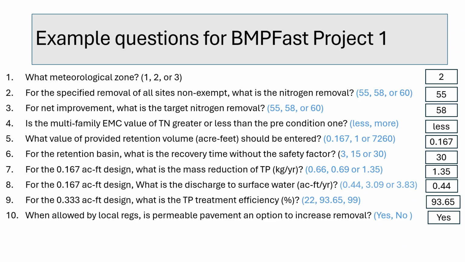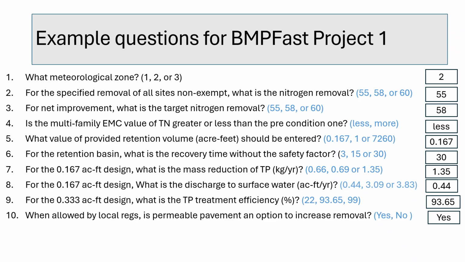For the retention basin, the recovery time without the safety factor is either 3, 15, or 30 hours. The correct answer is 30. For the 0.167 acre-foot design, the mass reduction of total phosphorus in kilograms per year is either 0.66, 0.69, or 1.35. The correct answer is 1.35. Still working with the 0.167 acre-foot design, the discharge to surface water in acre-feet per year is either 0.44, 3.09, or 3.83. The answer is 0.44.